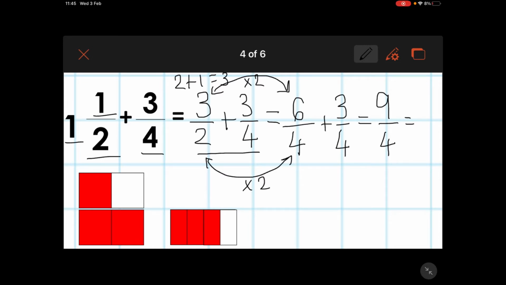And to do this, I must divide them. 9 divided by 4. How many 4s are there in 9? 4, 8. There are 2. And then the difference between 8 and 9, the remainder, is 1. And the denominator will stay as 4. 2 wholes and 1/4.